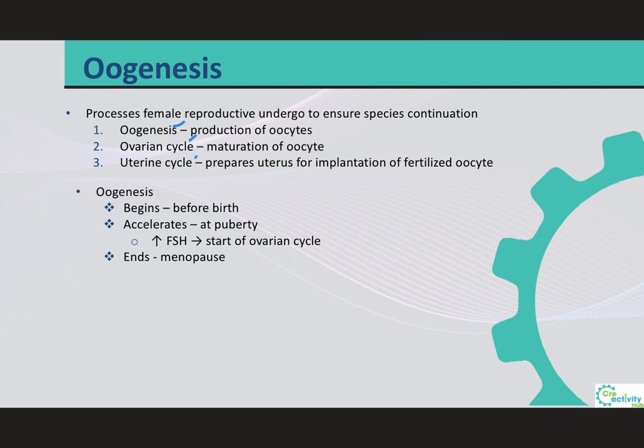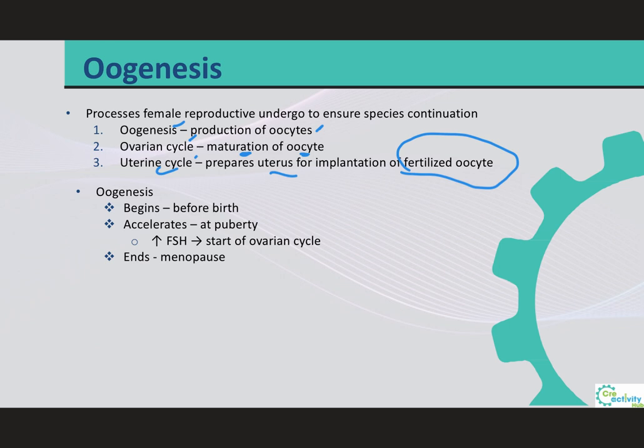Oogenesis, like the name says, is going to be the production of the female gametes that are called the oocytes inside of the ovaries. With the ovarian cycle, this will be the monthly series of events that are going to be associated with the maturation of this oocyte. And last, the uterine cycle will involve a series of events that prepares the uterus for implantation of a fertilized oocyte.